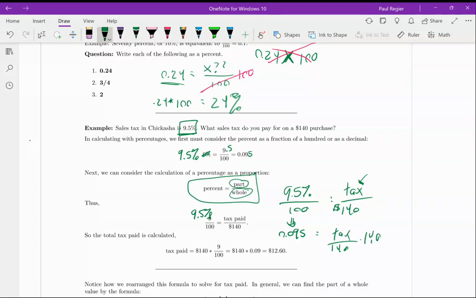Let's multiply both sides by 140 to cancel out the 140. And what this shows you is to find tax of something, we take 140, the total amount, times the tax rate. So this should say 0.095, not 9.5. That's going to change the answer a little bit. It's not going to be this. It's going to be a little bit more.